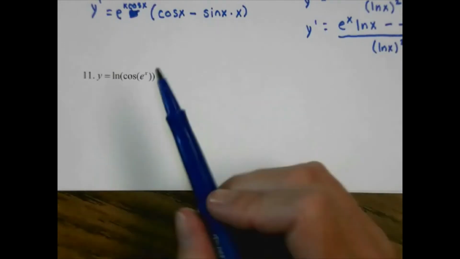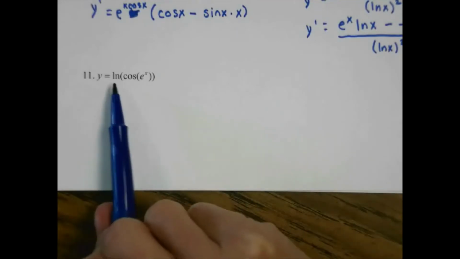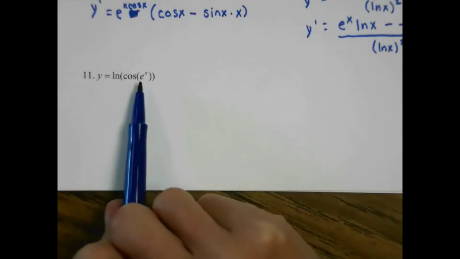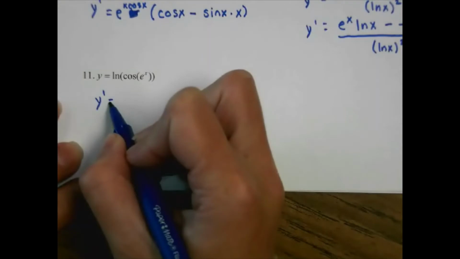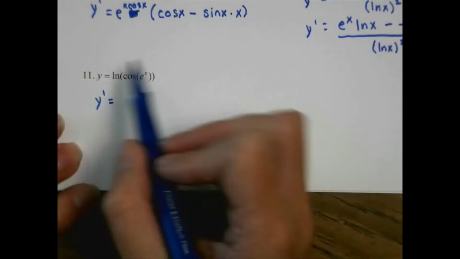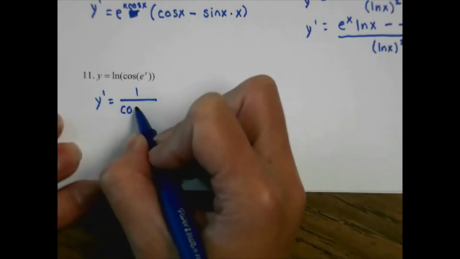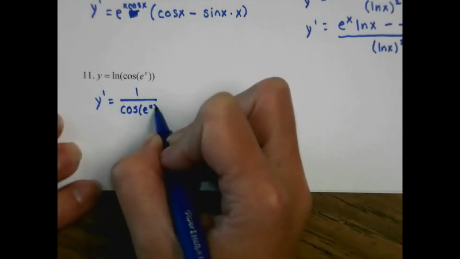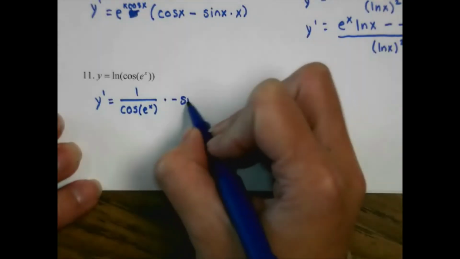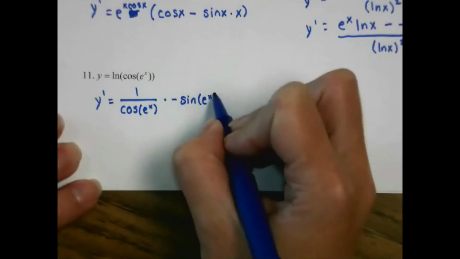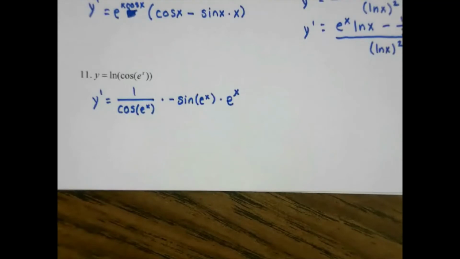Last one on this page is, again, a composition of functions, this time 3. So we have an outside, which is natural log, the middle, which is cosine, and the inside, which is e to the x. So we'll just start on the outside and work our way in. So the first one is natural log, so that derivative is 1 over x. So this is going to be 1 over cosine e to the x times the derivative of our middle, cosine, so that's going to be negative sine e to the x times the derivative of e to the x, which is e to the x.